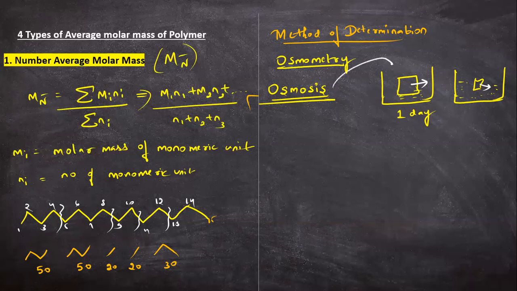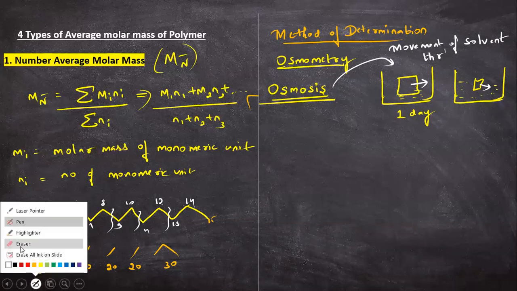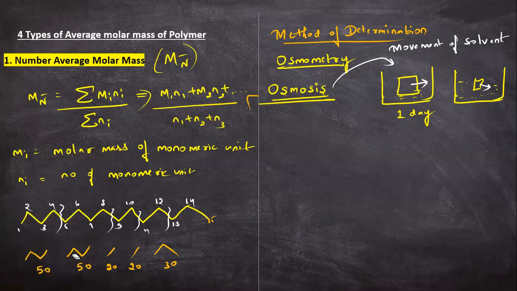This process is osmosis, where there is movement of solvent. Water is a solvent, a polar solvent. There is this movement of solvent to solution. Movement of solvent to solution is called osmosis. It means the solvent is moving from high solvent concentration to the solution.